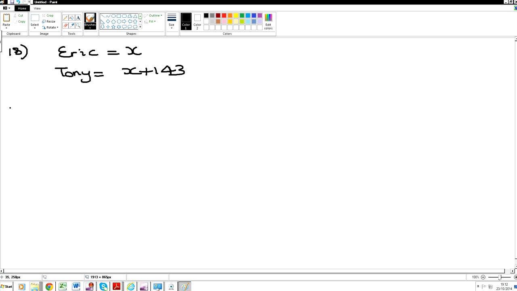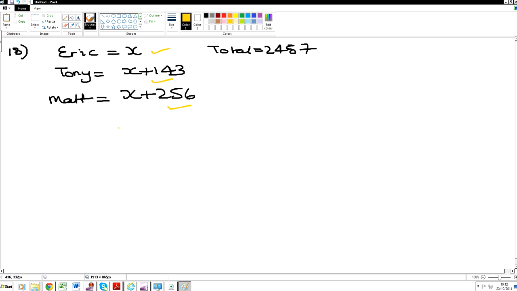Good. And the next person it says here is Matthew. Matthew has 256 more than Eric. So Eric has x and he has 256 more. Altogether they have 2,457. Okay, so first of all you get a mark for setting up these initial equations. Now, to set up the main equation, we need to add them all up, because the total means Eric, add Tony, add Matthew.